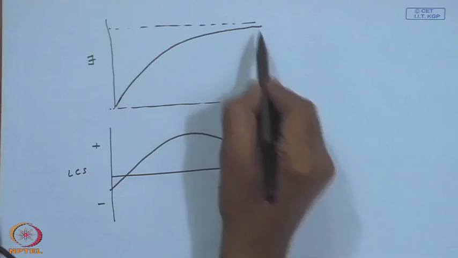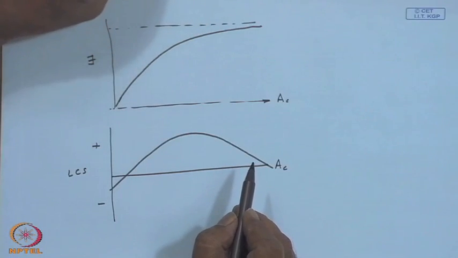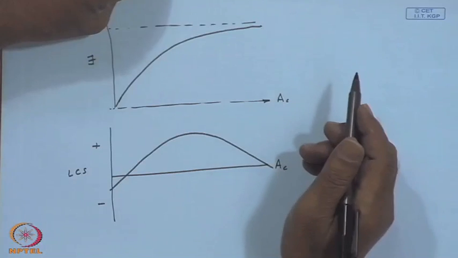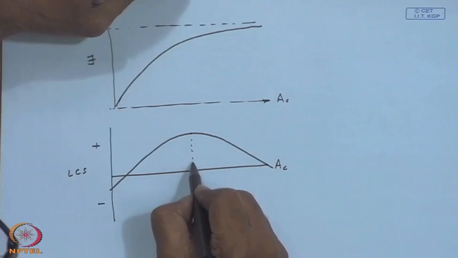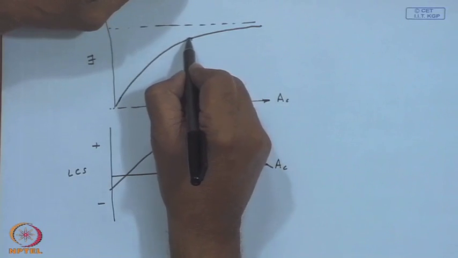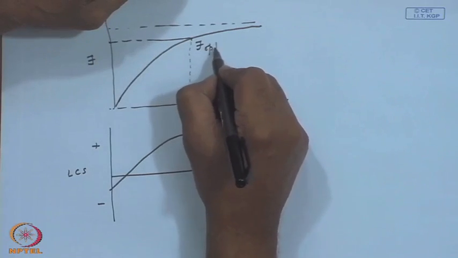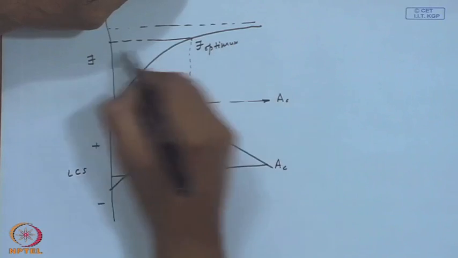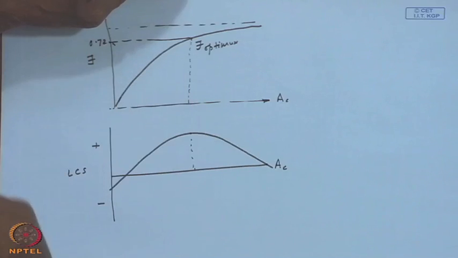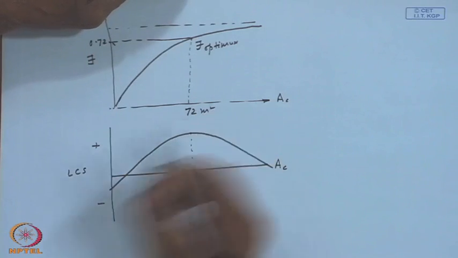The slow increase at larger area will lead to a decrease in the, in other words, it is not giving sufficient saving in the energy, though the cost is increasing linearly with the collector area. So, this is the maximum life cycle savings, and I go up here, and this will be my F optimum, rather this point, which may be 0.72, and this may be 72 meter square.